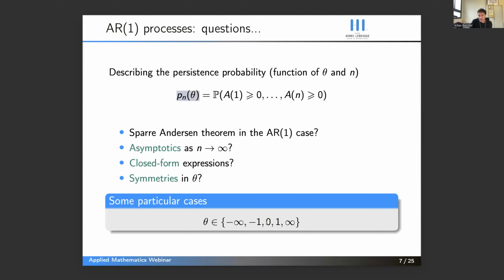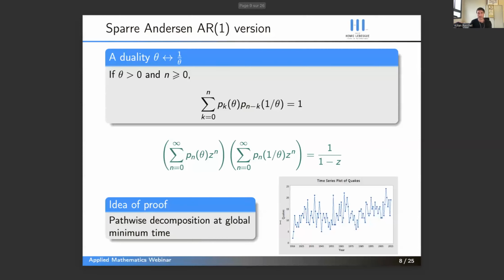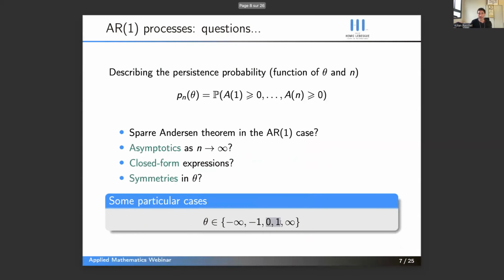And I was mentioning that for theta equal 0 and theta equal 1, we already know how to solve the model. So we'll use this to understand some properties of the model. Okay, so do you have any question? Is somehow the model clear and the questions clear?